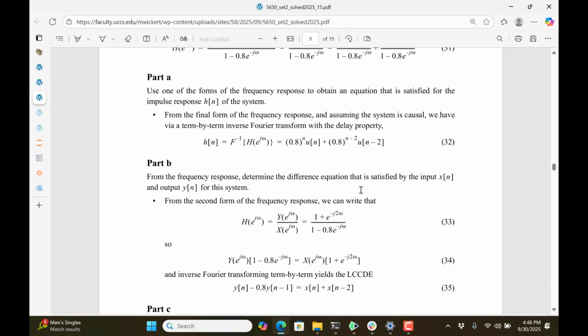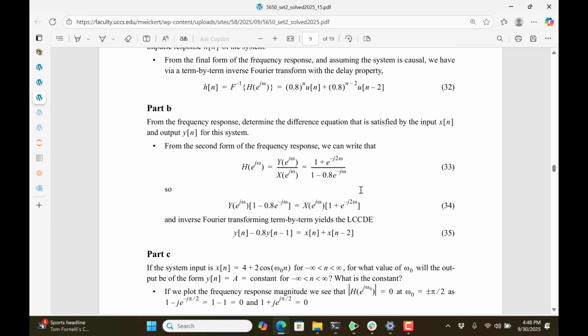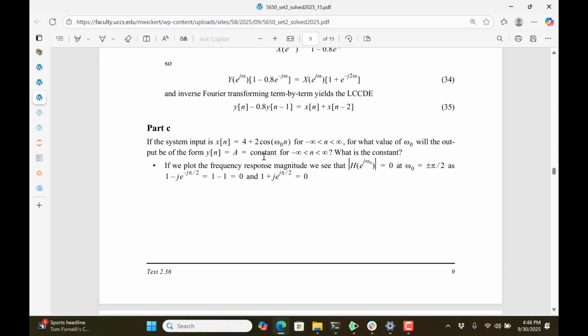and then you were to take the frequency response and write it as I'm just rereading what I have written down here. Find the LCCDE from the frequency response. Then in part C it said, and this is the part of the problem that I'm interested in commenting on, you're given an input that's composed of a constant plus 2 cosine omega naught n. So when you see that n from minus to plus infinity, you think steady state. So you think, okay, frequency response is going to be helpful here.